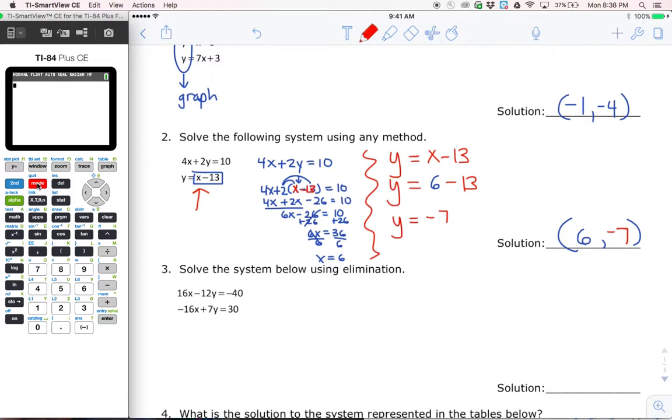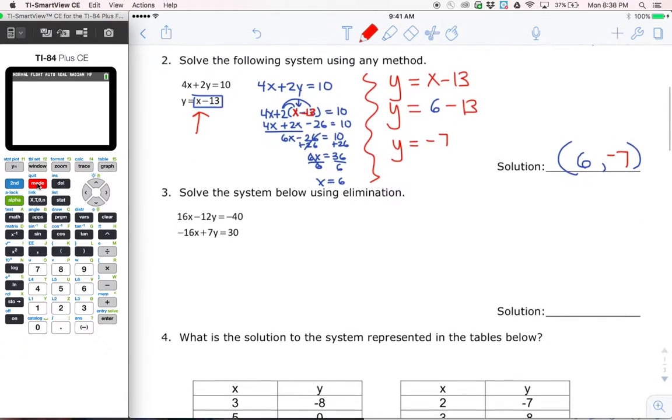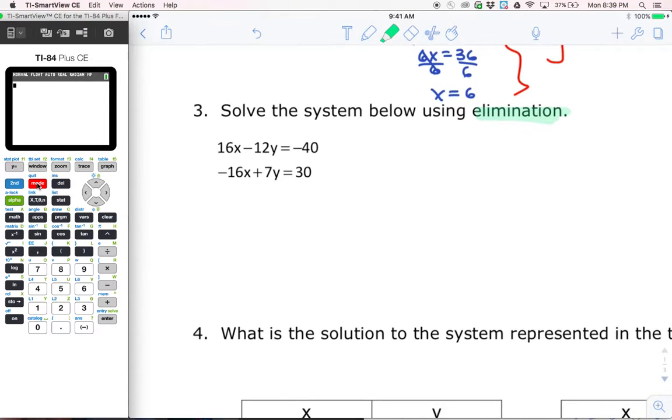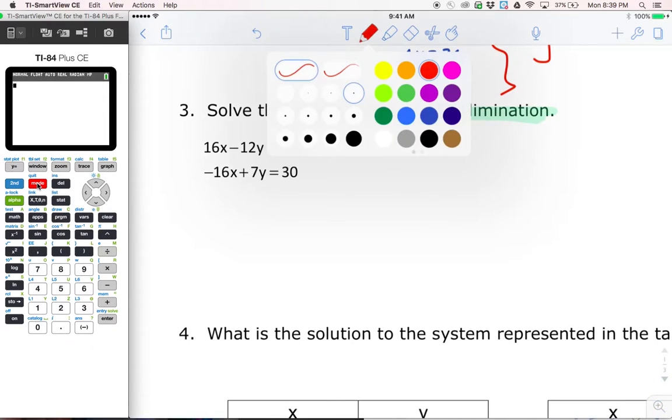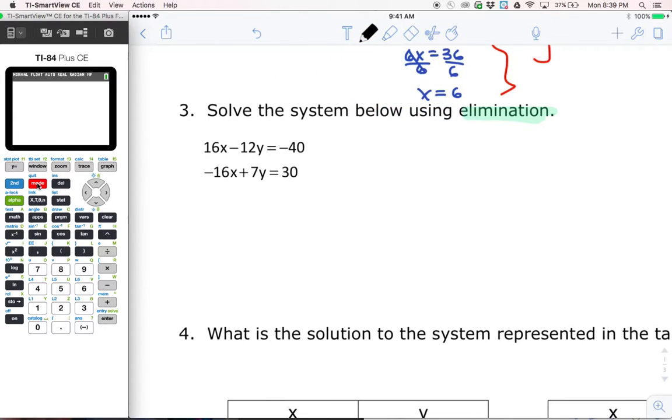Problem number 3. Now it tells you to use elimination here. Honestly, that's because any other method is going to be a lot more difficult. This is definitely set up to use elimination. And it's best case scenario here, guys. We've got something that will eliminate. Look at these x's. When I add these two equations together, 16x plus -16x is 0. Those have been eliminated. But now keep going.